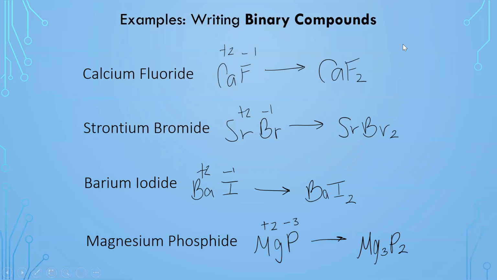Okay, so the first 3 are pretty similar. So calcium fluoride, Ca is a +2, F is a -1. They crisscross to give us CaF2. Same trend is followed with strontium bromide and barium iodide. The first element has a +2 charge, the second element has a -1. So strontium bromide, SrBr2, from crossing those charges, and then barium iodide, BaI2.